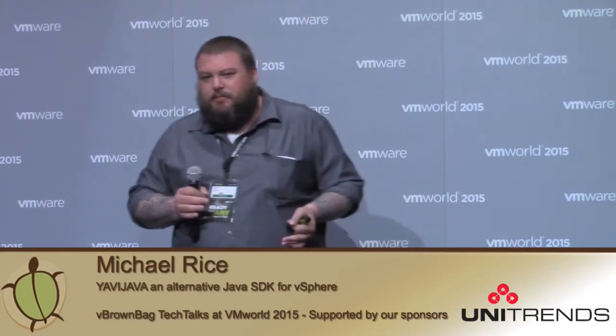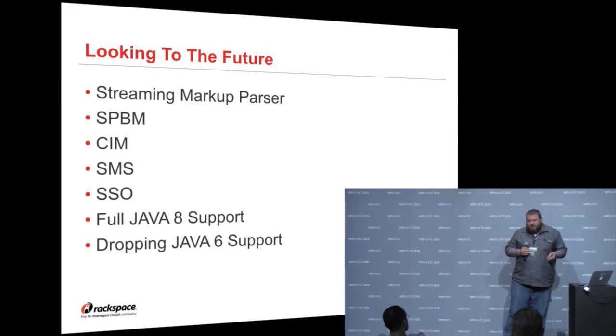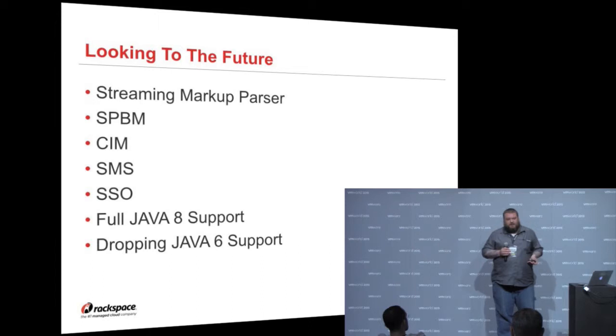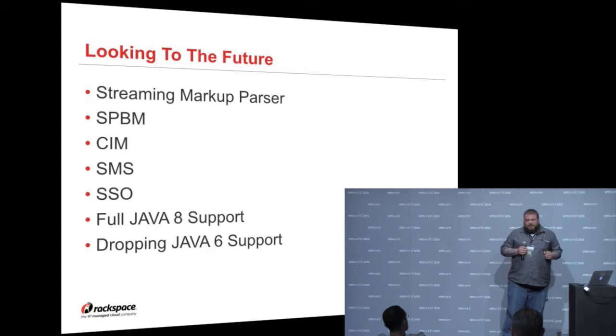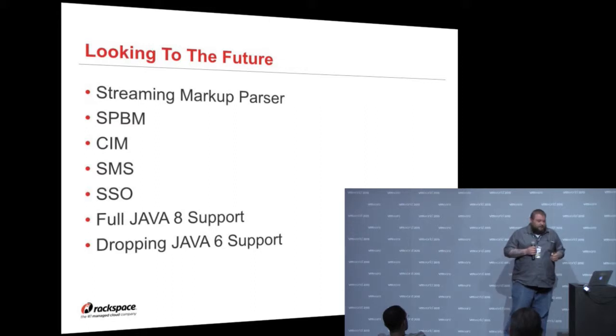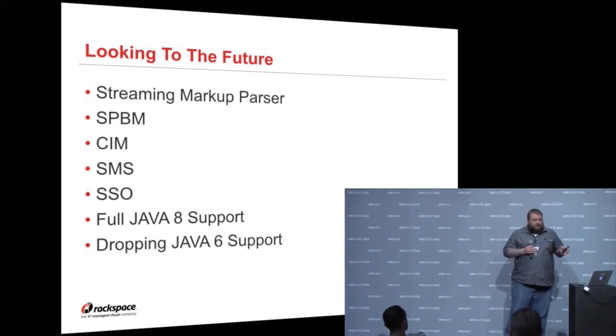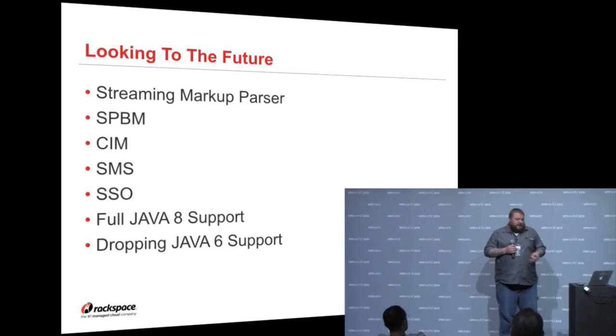So looking to the future, what do we plan to do with YAVIJAVA as the project grows? Well, my number one thing on the list right now is to get rid of DOM4J and get a streaming markup parser in there, something that's way faster and uses way less memory. Like right now, the DOM4J just chews up the memory, and it's a lot slower than it needs to be. So that's number one on the list right now. Number two, SPBM support. We want to try and tie in all of the big SDK supports so that you can utilize this library for all the other SDKs that VMware has: SPBM, CIM, SMS, SSO.